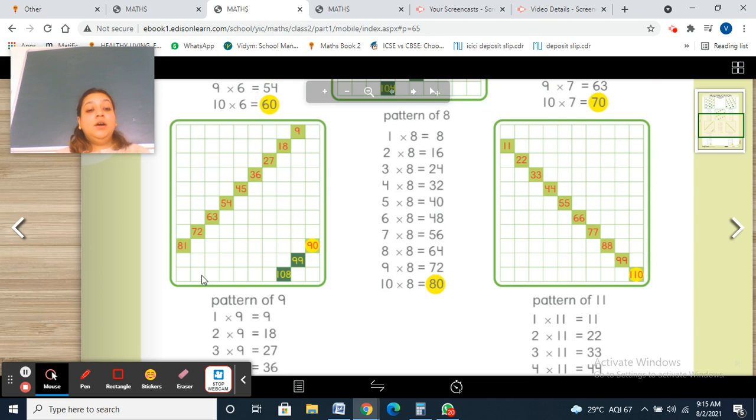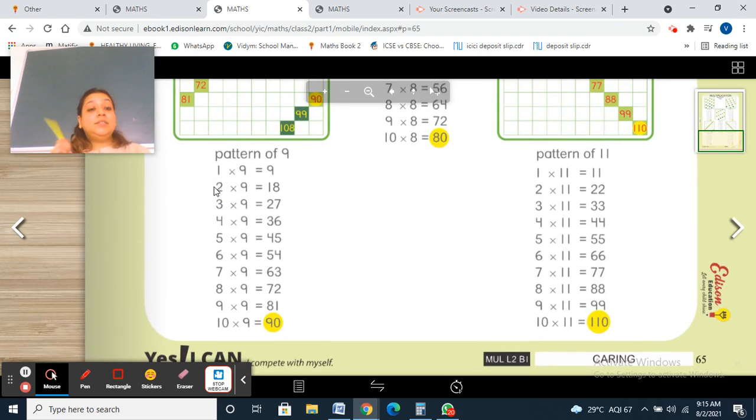Okay, so table number 9. 9 ones are 9, 9 twos are 18, 9 threes are 27, 9 fours are 36, 9 fives are 45, 9 sixes are 54, 9 sevens are 63, 9 eights are 72, 9 nines are 81, 9 tens are 90.